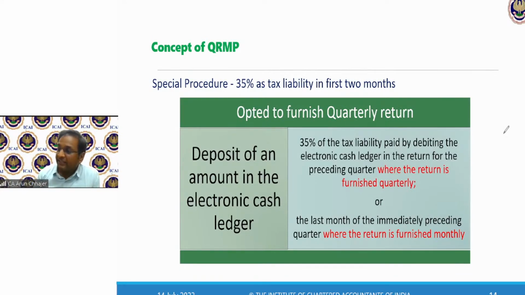ठीक है. अब क्या होगा जब आप पूरे क्वार्टर, माई लास्ट फ्रीक्वेंसी इज अंडर QRMP, देन आई कैन से 35% of the liability deposited in cash, tax paid in cash, I have to pay 35% in M1 and 35% in M2. ठीक है. अभी एग्जांपल करते हैं. Let's do an example, तभी थोड़ा और क्लैरिटी मिलेगी.